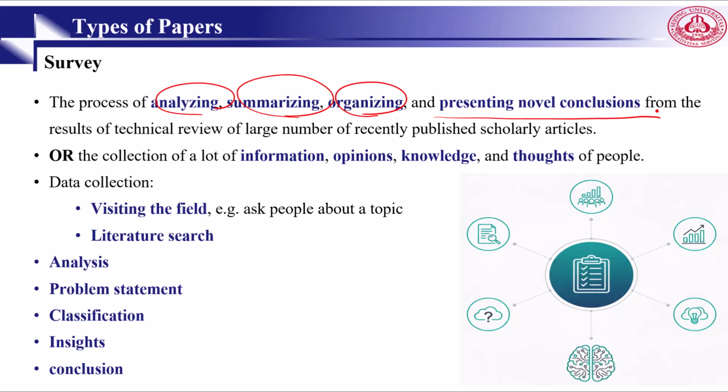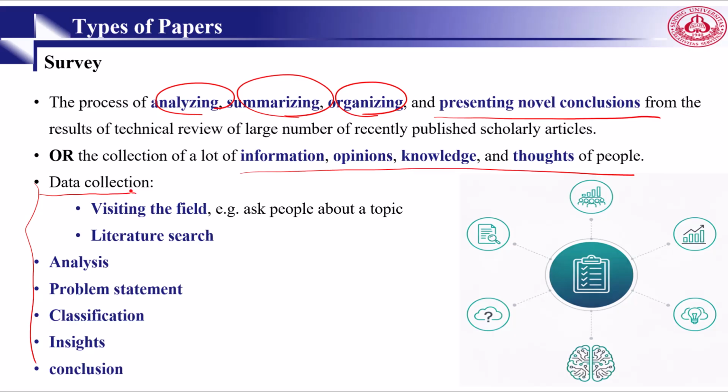In another sense, a survey paper may also refer to the collection of data, opinion, and insight from people. For example, through questionnaires or interviews we can conduct in a field to collect such kind of data. In both cases, the goal is to gather comprehensive information and interpret them meaningfully. The process typically involves several key stages.